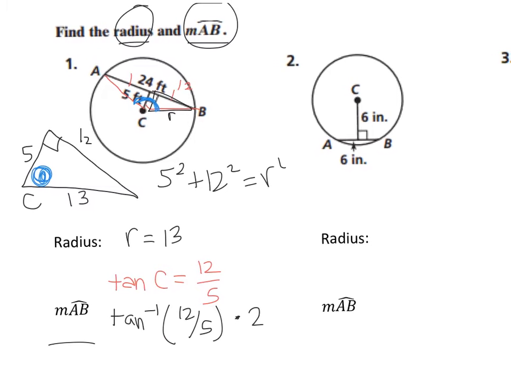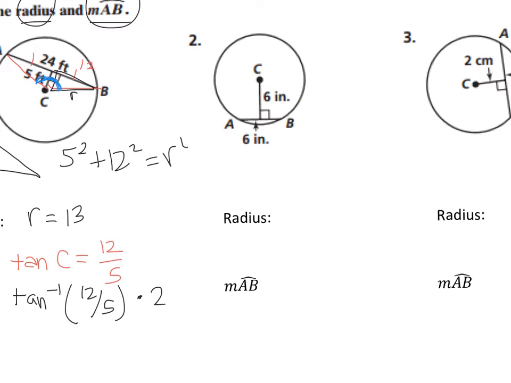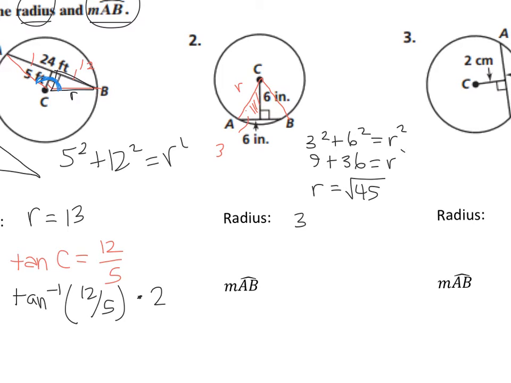Okay, let's try another one over here. So I draw in this radius. So this 6 is going all the way across, so this is 3. So to find the radius, you do 3 squared plus 6 squared equals r squared. So 9 plus 36 equals r squared. R equals the square root of 45. Or to break it down, it would be 3 root 5.